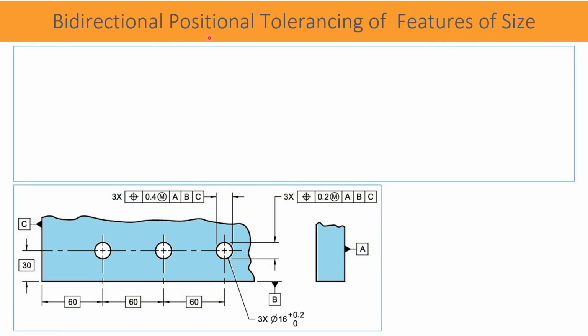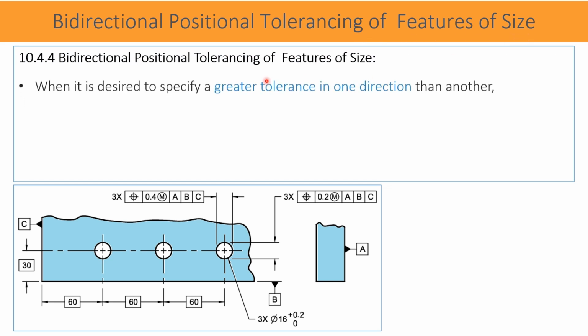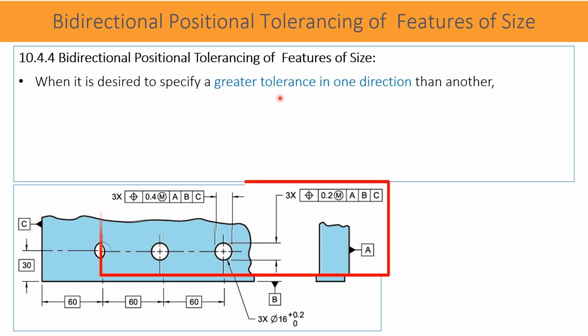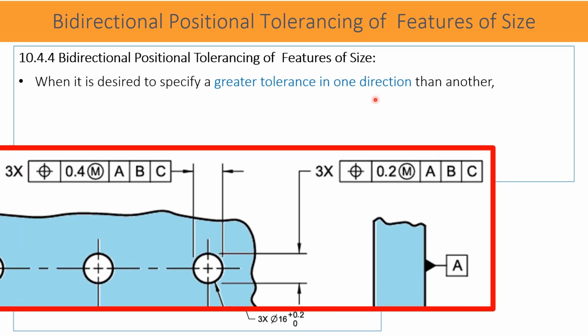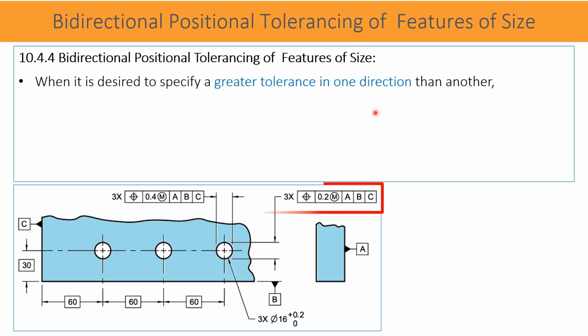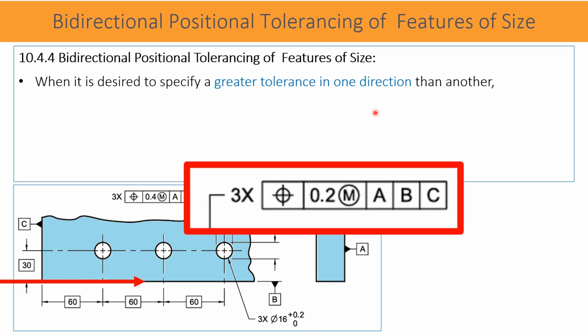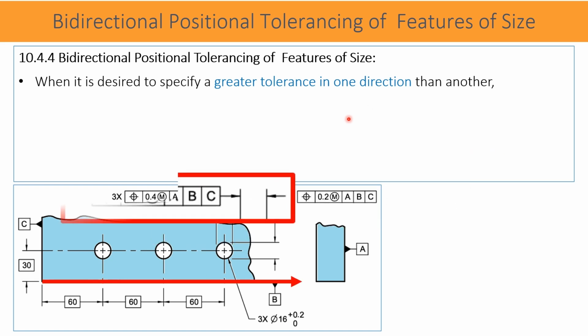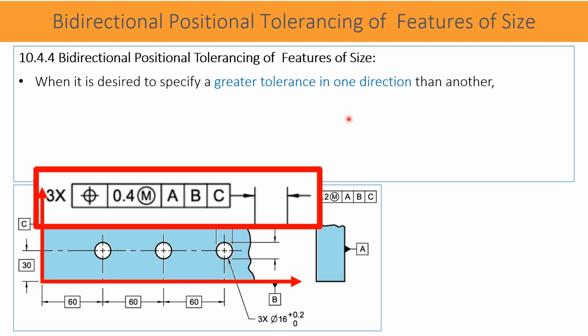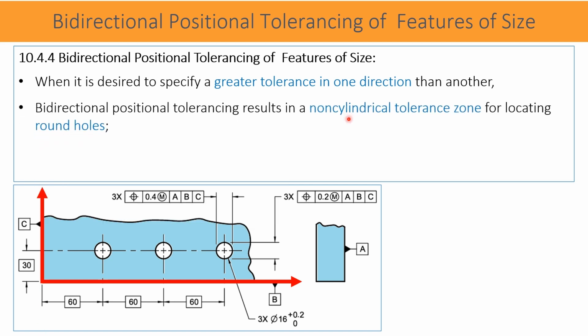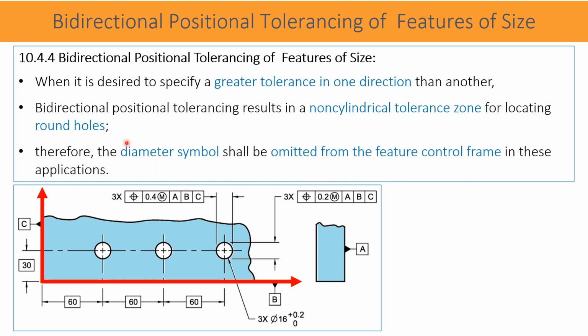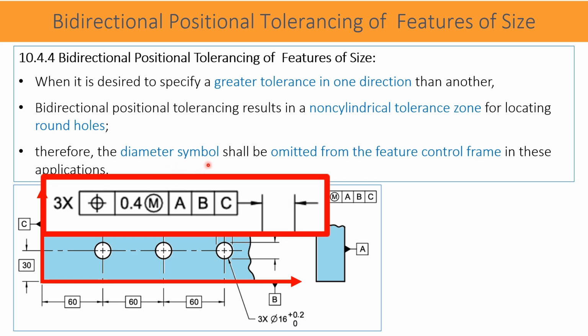Bidirectional positional tolerancing of features of size is used when it is desired to specify a greater tolerance in one direction than another. These holes are controlled within 0.2 positional tolerance from datum B and within 0.4 from datum C. Bidirectional positional tolerancing applies a non-cylindrical or non-circular tolerance zone for locating round holes. Therefore, the diameter symbol shall be omitted from the feature control frame.